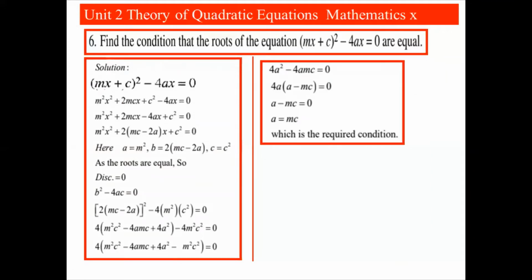After cancelling and dividing by 4, we are left with 4a square minus 4amc. We just have to arrange these two terms. So now we can take 4a as common. We are left with a minus mc. Dividing both sides by 4a, we have a minus mc is equal to 0. So a is equal to mc, which is the required condition.